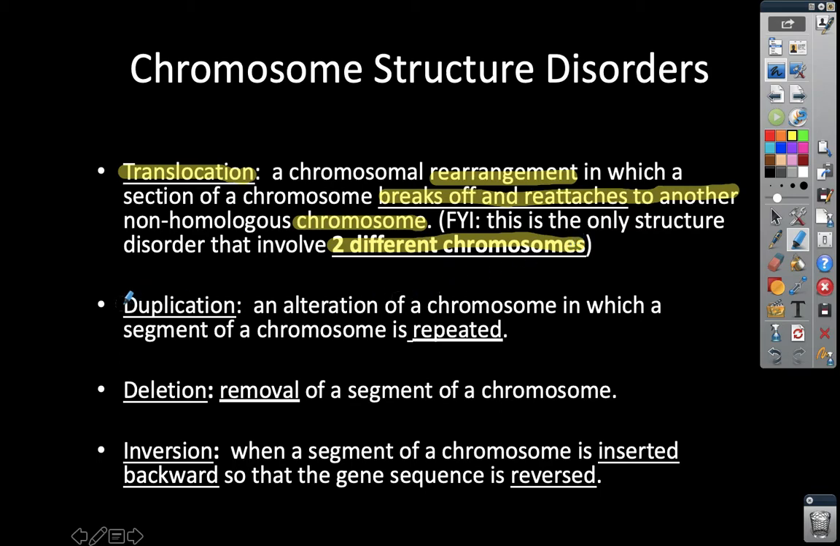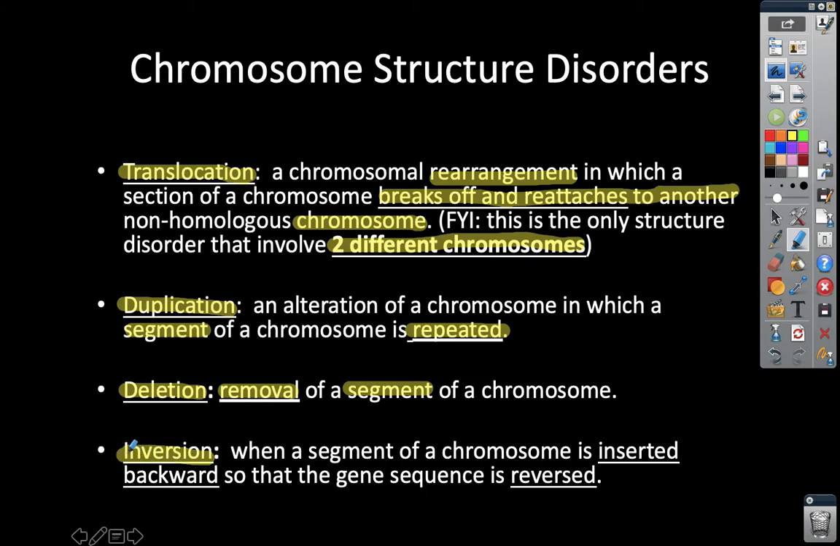The next type of chromosome structure disorder is called a duplication. So duplicate means to copy. So you're going to see that a segment of the chromosome is going to be repeated. The third type is the deletion, and delete means you take something away. So a segment or segments of a chromosome will be removed, and therefore you're removing all of those genes along that chromosome. Our fourth type is an inversion.